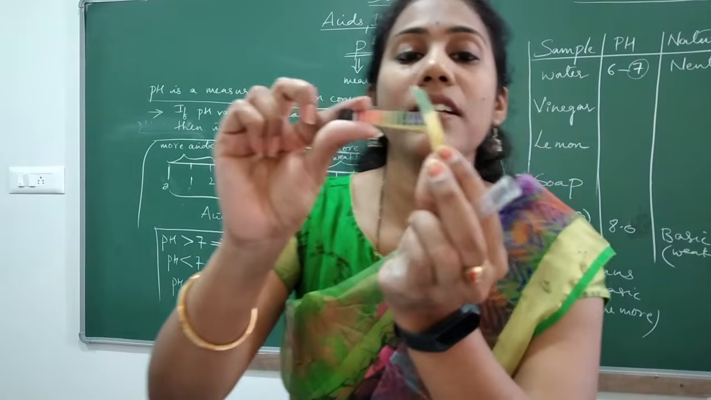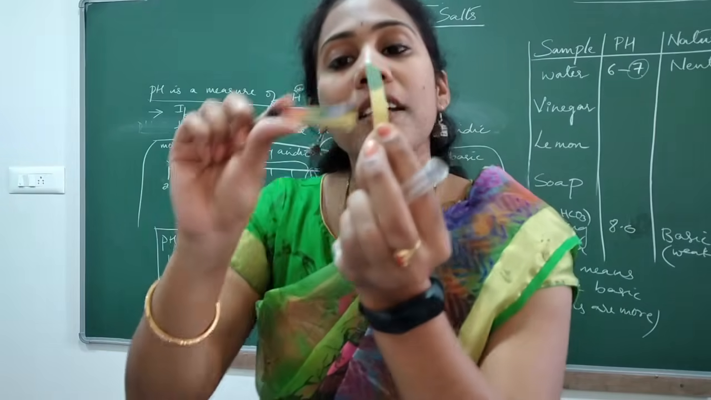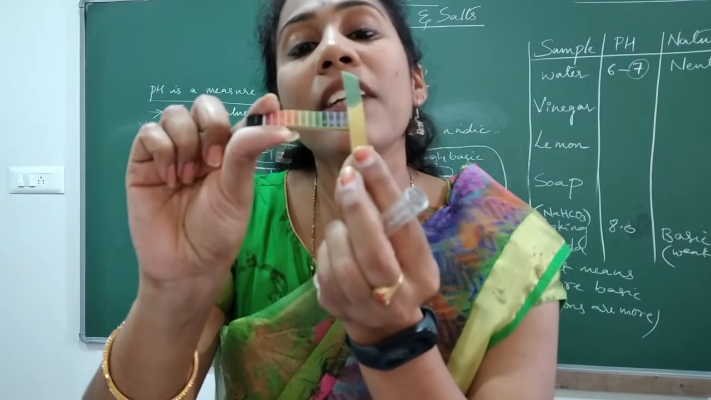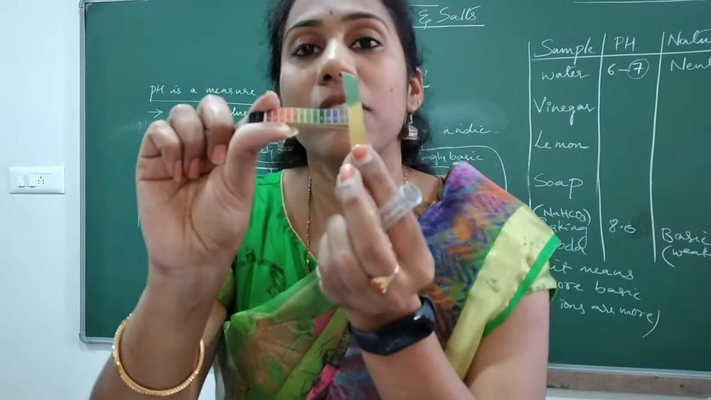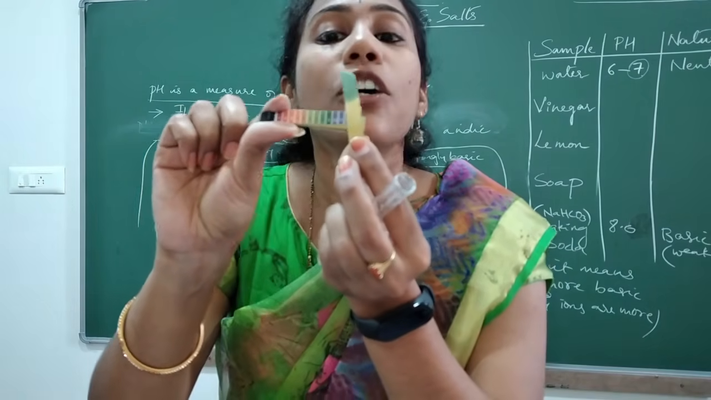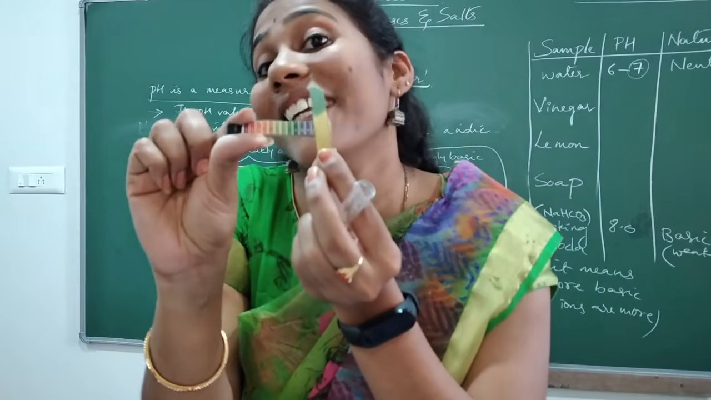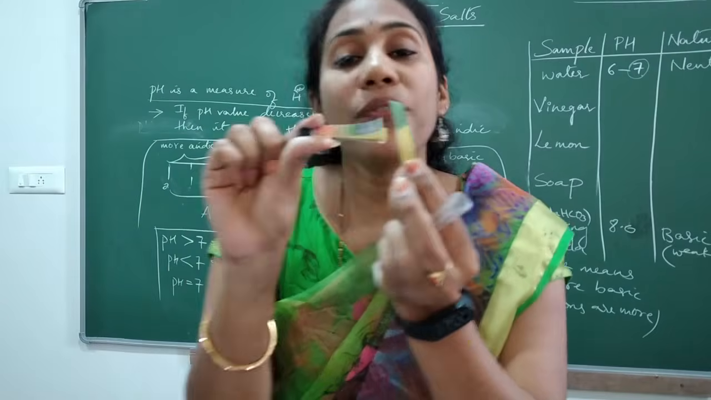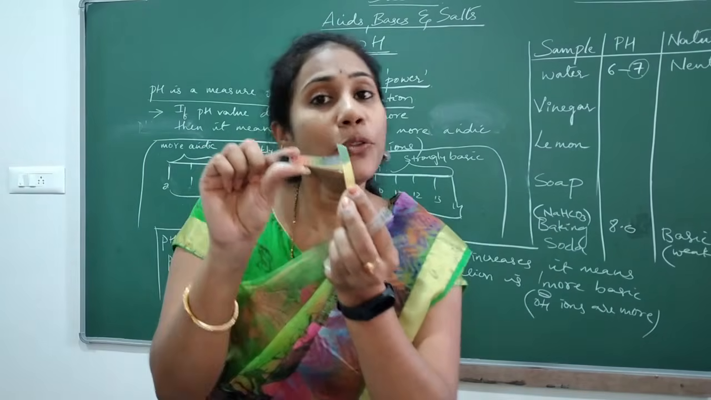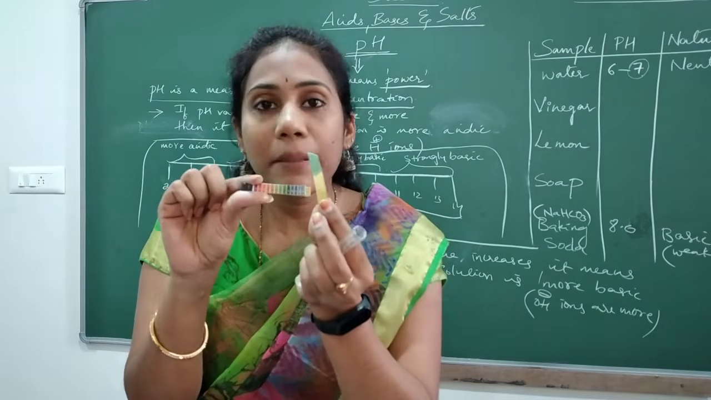Just compare the colors. This is pH paper, you are dipping it in a solution, you get some color. So that color you are comparing with the numbers. Okay, different number is impregnated with different color. So with the colors you are comparing the color and finding out the pH value. So with the help of pH value only now you can tell whether it is strong acid or weak acid, strong base or weak base, right?